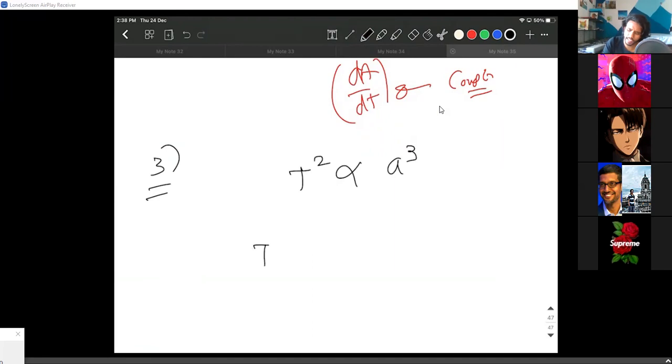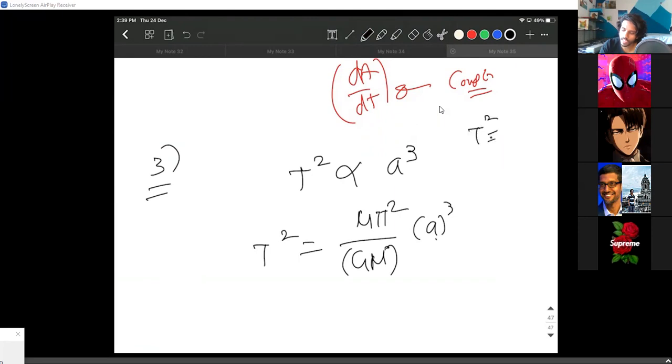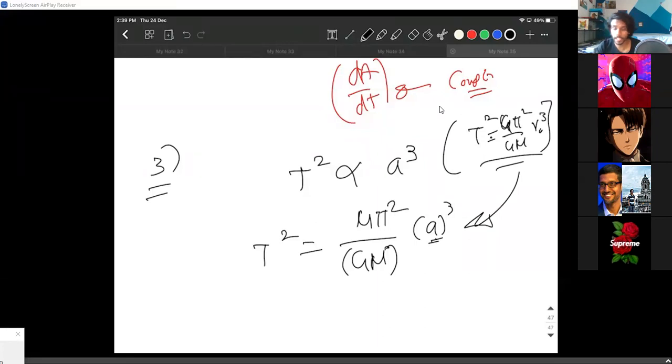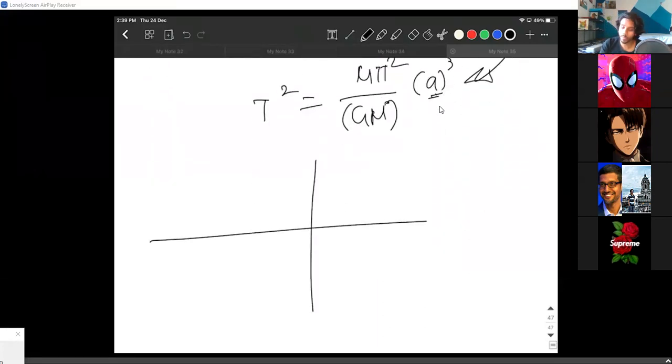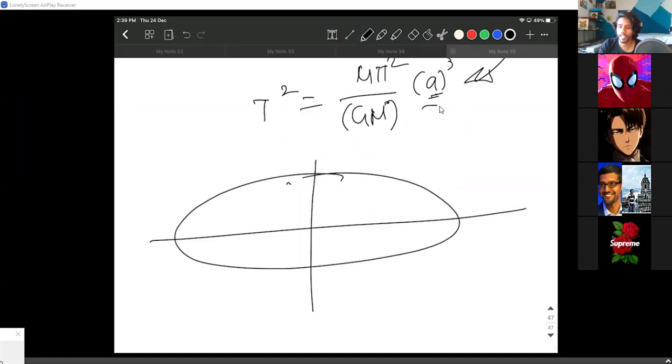In fact, they give you a statement saying 4 pi square by GM into A cube. Just like in a circular orbit, do you remember 4 pi square by GM r naught cube? Yes, sir. Just in the place of r naught, you'll simply have A, and this is how you write the time period. The best part about an elliptical orbit is that the time period only depends on A, it doesn't depend on B.